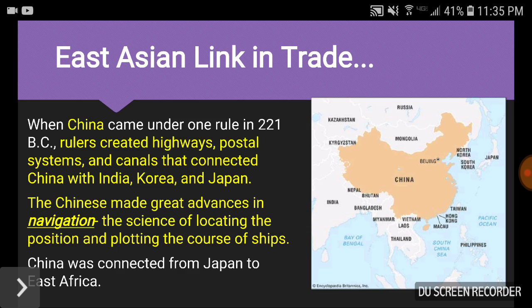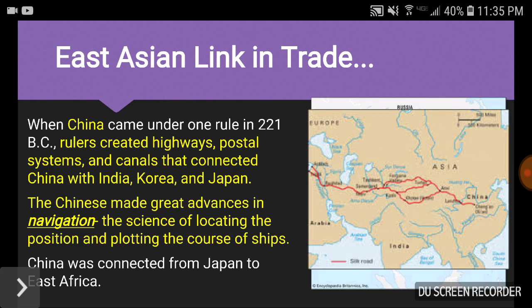They expanded the Chinese Empire so much that they had different roads and canals that connected different parts of India, Korea, and also Japan. One, so their individuals lived better lives, and two, so that they could spread their culture to different parts of the world.